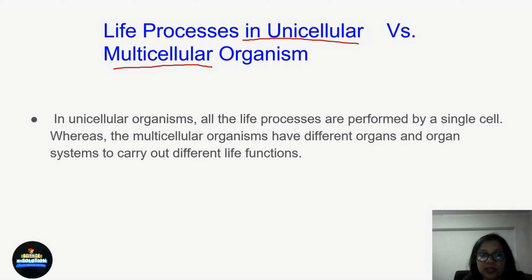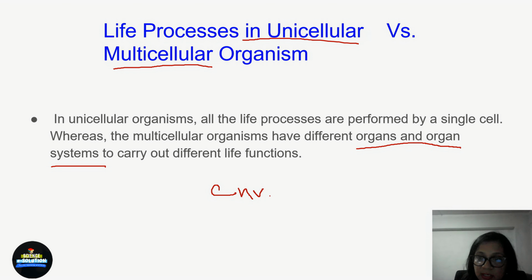You can see that in unicellular organisms, as they are unicellular, obviously all the life processes will be performed by a single cell. In multicellular organisms, they will be performed by different cells, and different cells form tissues, and tissues form different organs and organ systems. So different specialized organs and organ systems carry out life functions in multicellular organisms because all the cells of the body are not in touch with the external environment. We can say that their cells are not in touch with the external environment. Only the cells of the skin are touching.